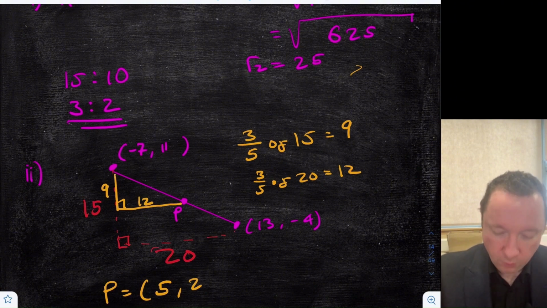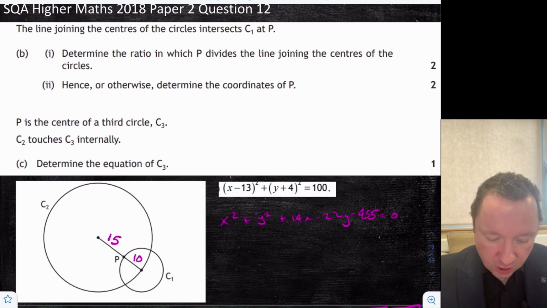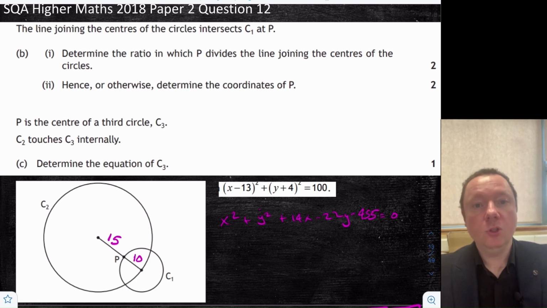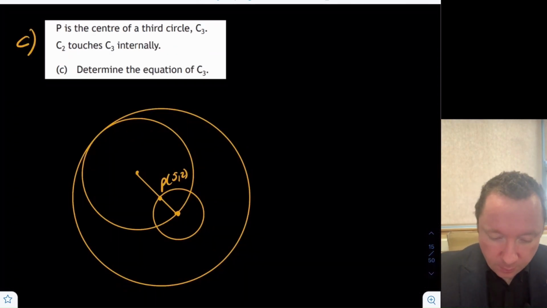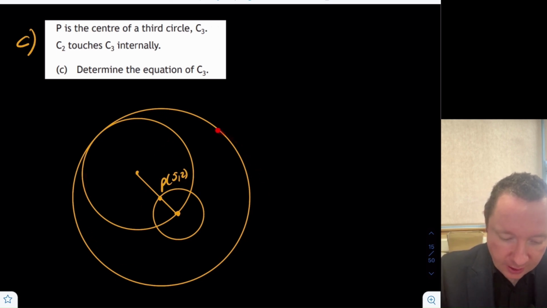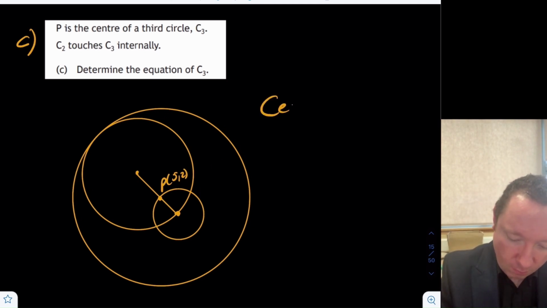And we're done there. P is the centre of a third circle C3. C2 touches C3 internally. Determine the equation of C3. So it's best to probably draw a picture for this one. So there's our picture. We've got our original picture, and then we've got this new circle, and it says that C2 touches C3 internally. So it's touching it at one point inside the circle. And we have to determine the equation of C3. Remember, P is the centre of this big, massive circle. So our centre we already know is 5, 2. And we need to work out our radius.